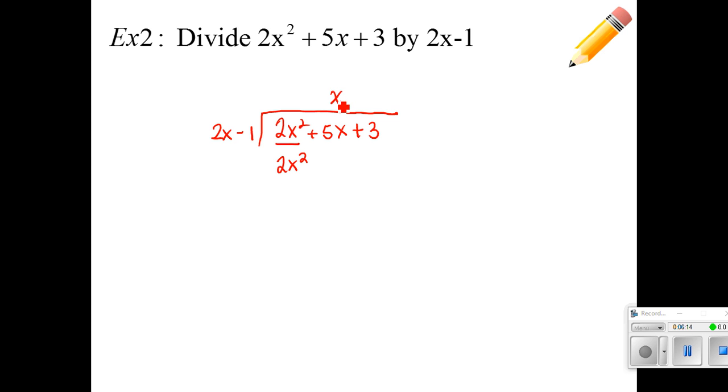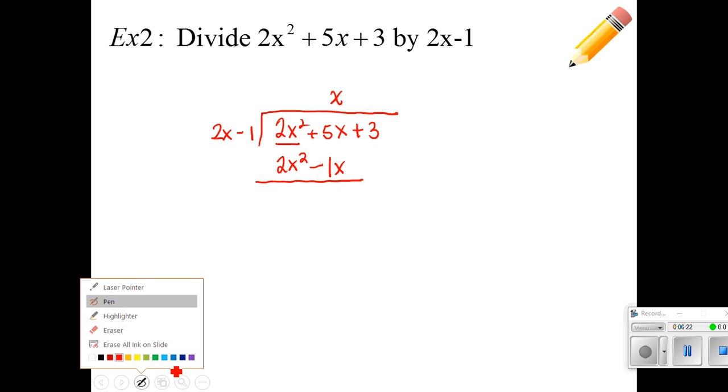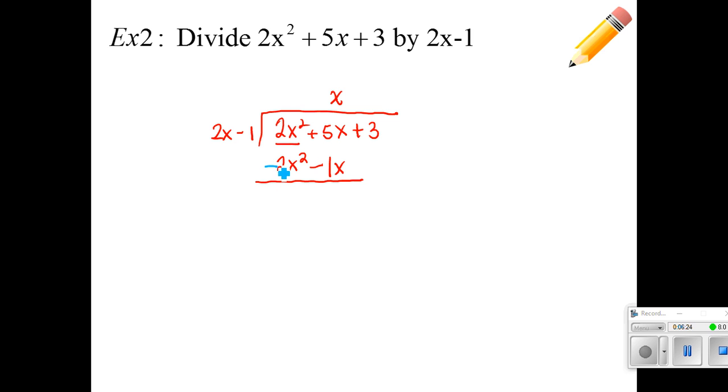Okay, now you take x times negative 1, because this has to be multiplied by both of these. So negative 1x, draw your line, and change your sign. Okay, so subtract because we want these to cancel, but this is already negative, so it becomes a positive. So these cancel, 6x, bring the 3 down. What times 2x is 6x? That would be 3. 3 times 2x is 6x.